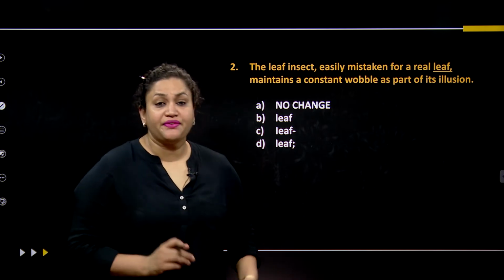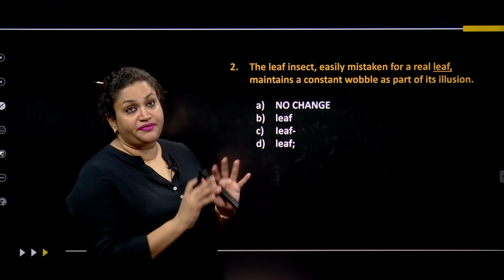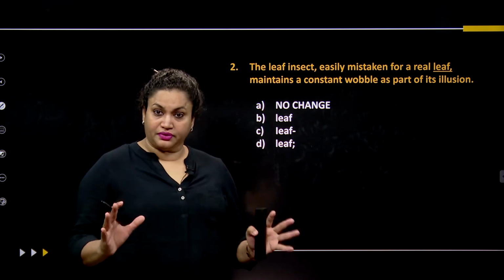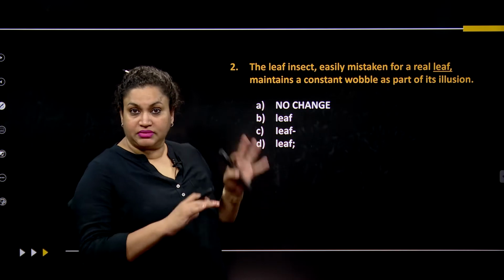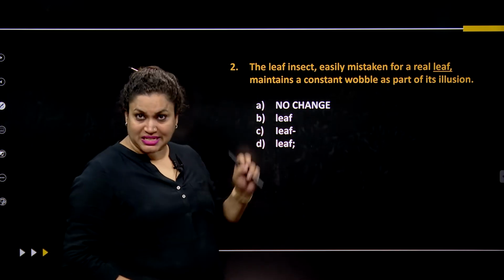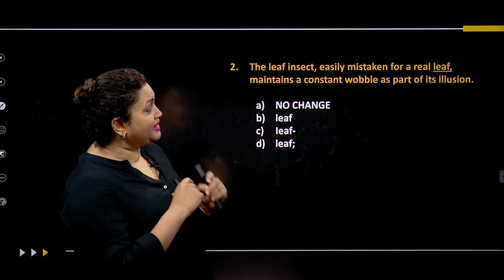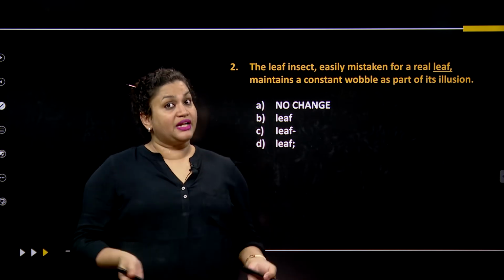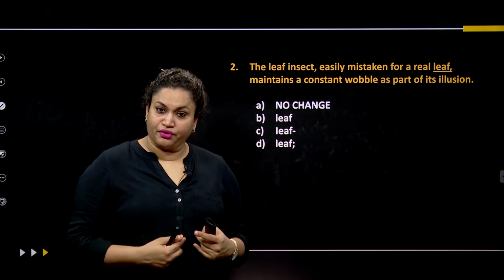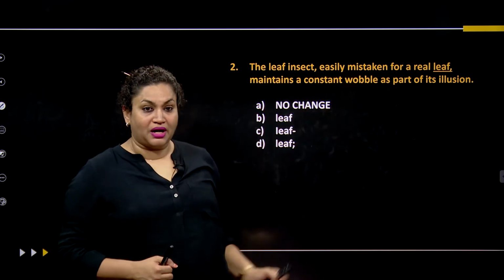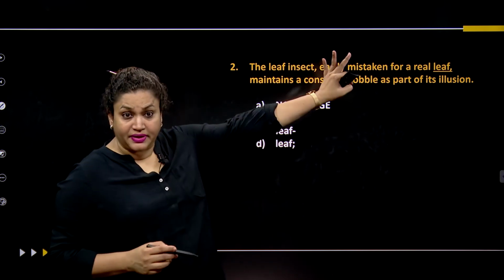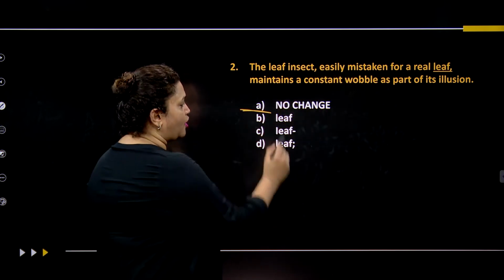Yes, so the leaf insect. Now what is the leaf insect? We have "easily mistaken for a real leaf," right? So therefore that is an aside for the mistake. Now "maintains a constant wobble as a part of its illusion" is again an aside, therefore we can get away with a comma. So this could be one option.